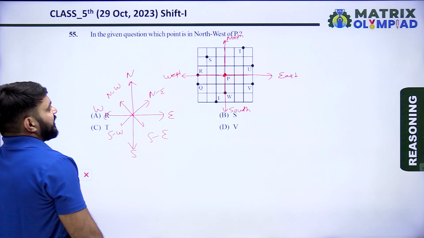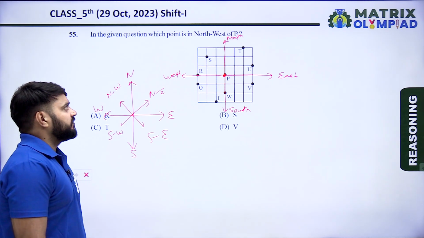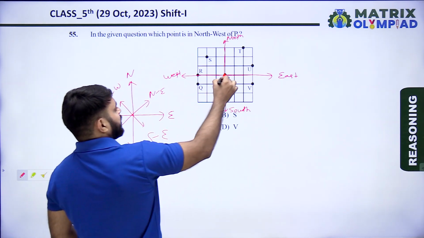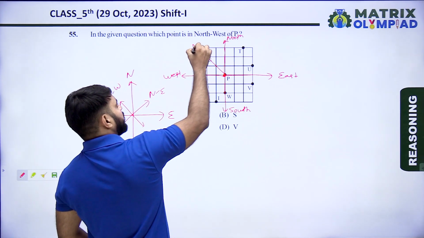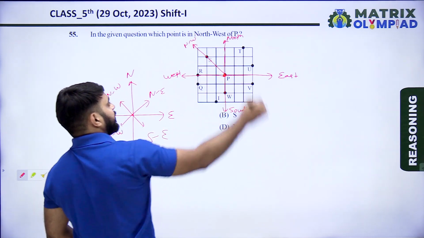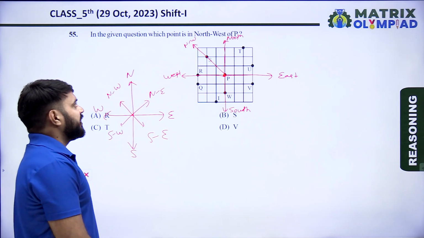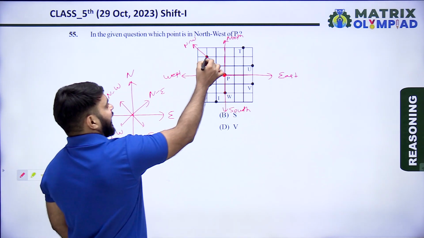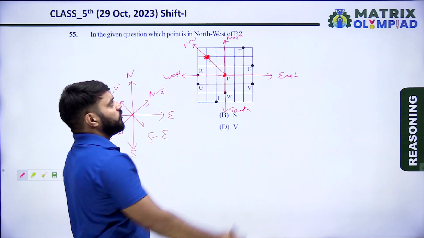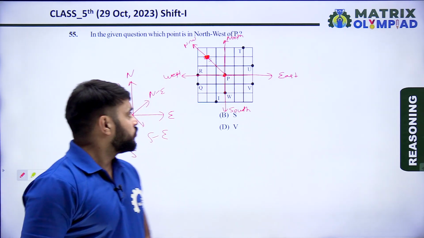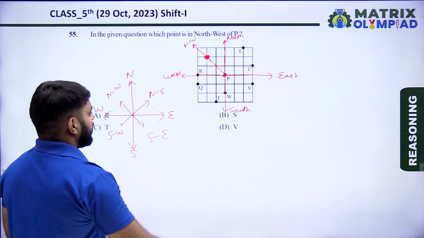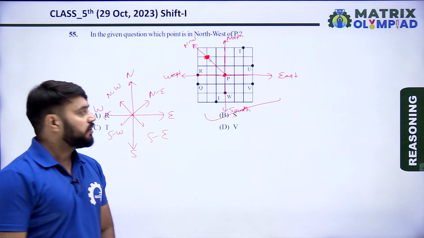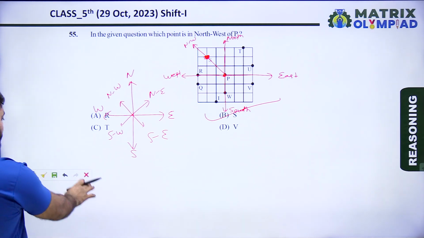So find the point that is in the northwest of P. So this is the northwest of P. Point S is in the northwest of P. So point S, it means option B is the correct answer of this question. So let's move on to the next question.